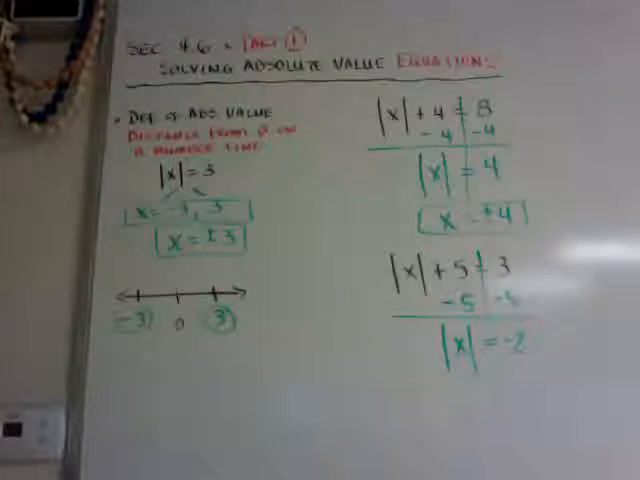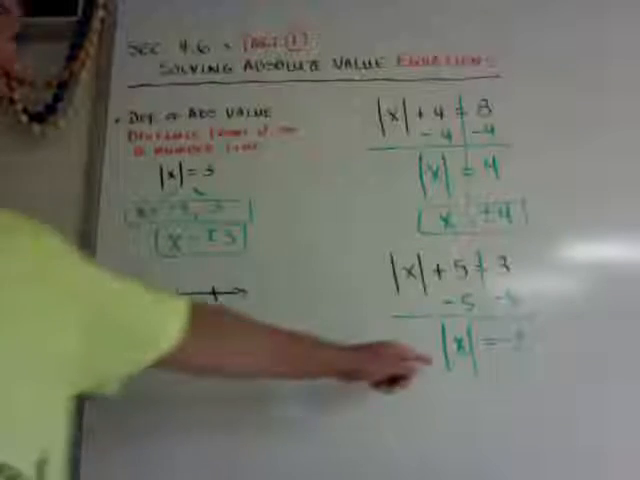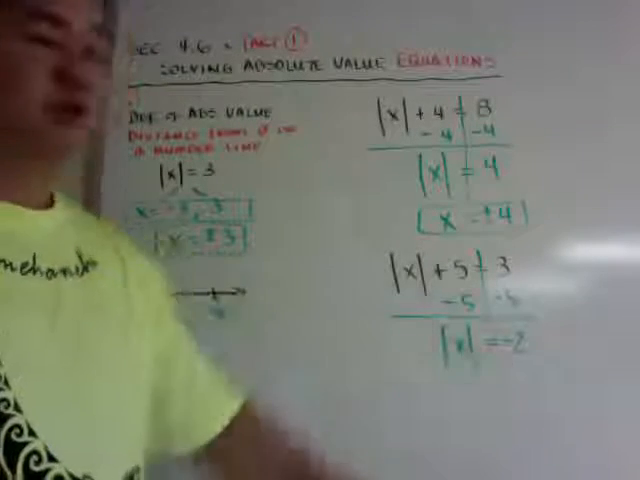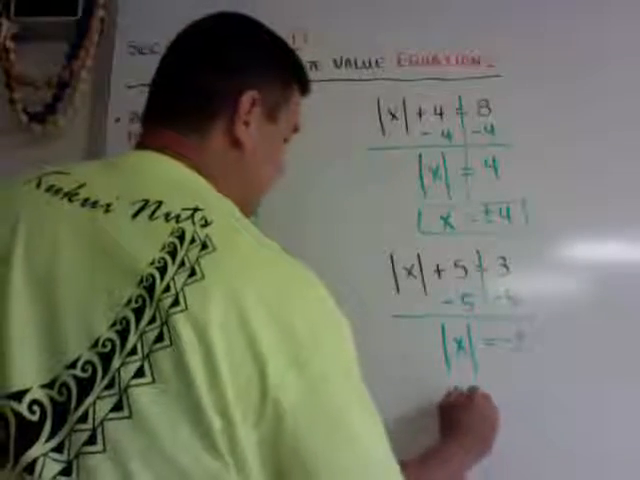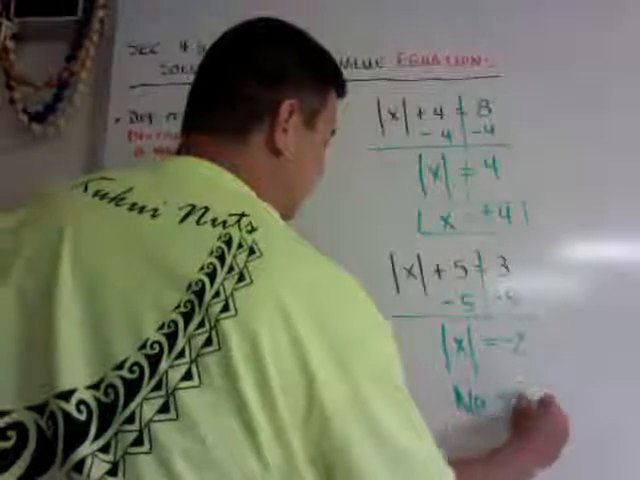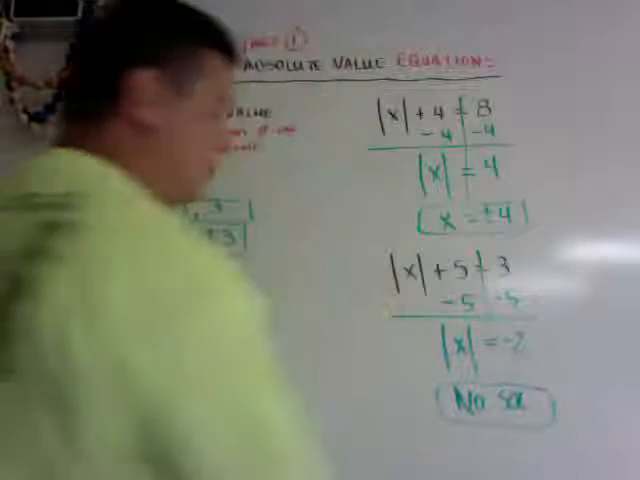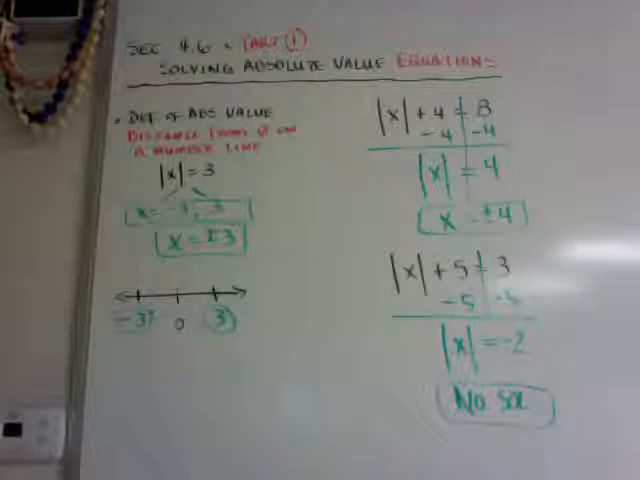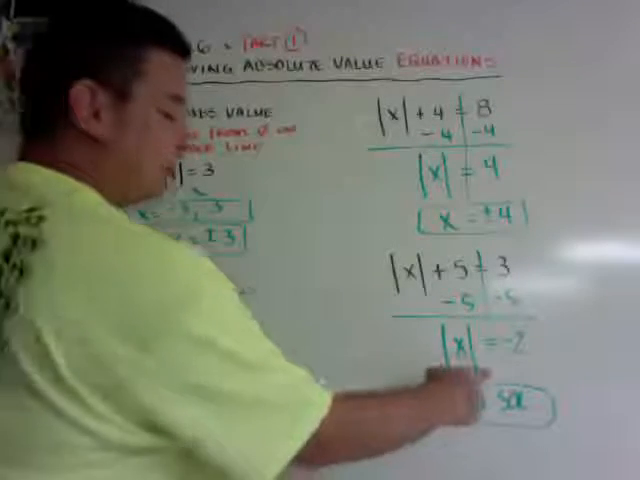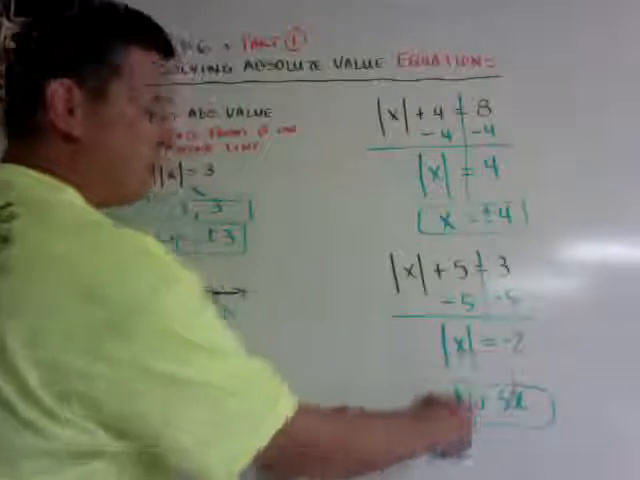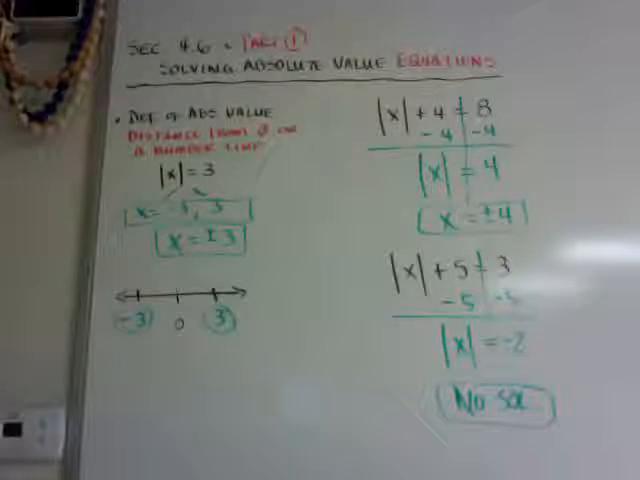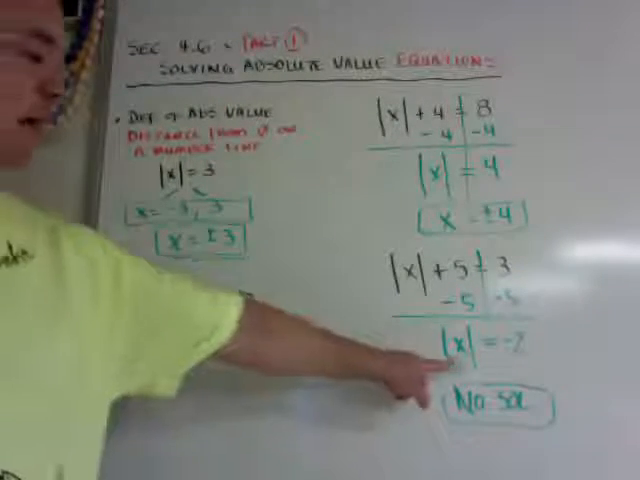And this is saying what values of x or what numbers are negative 2 away from 0. And so my answer you should know is going to be no solution, because there's nothing that is negative 2 units away or negative 2 distance away from 0. So if you ever come out to an absolute value, when you isolate it equals a negative number, your answer will always be no solution, okay? So if you ever have that.